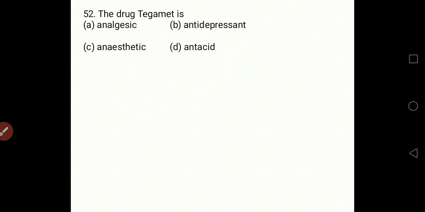52. The drug Tagamet. Tagamet, remember, is an antacid, very famous and very important. Those antacid drugs and their uses you have to remember, very important.